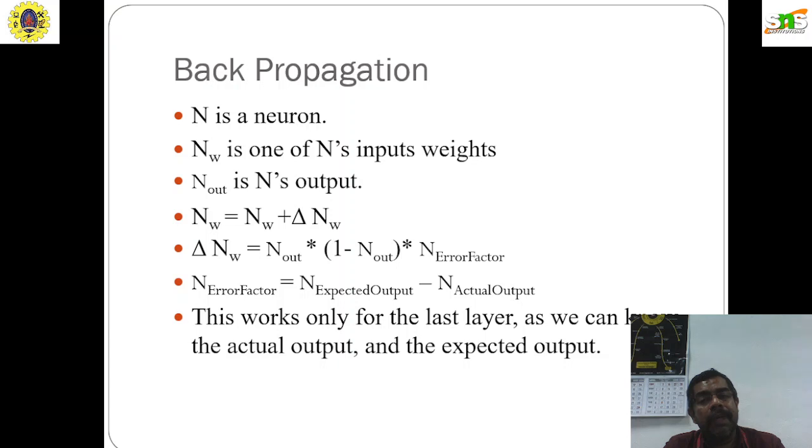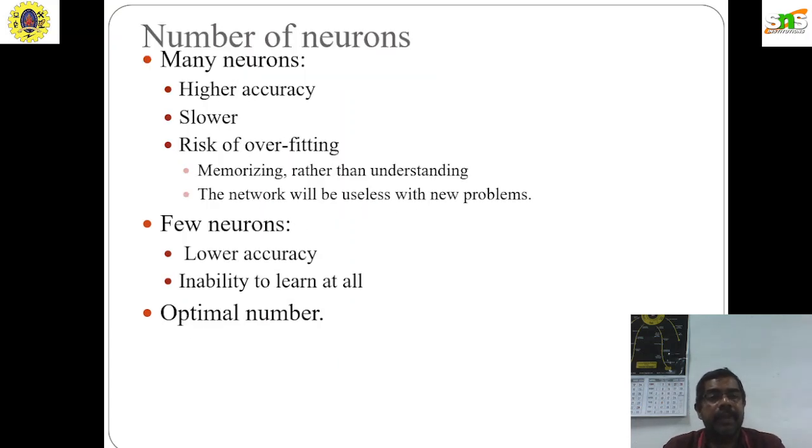This works only with the last layer. So we have to compare the actual output with the expected output. Now we have to continue to see how this ANN is working.